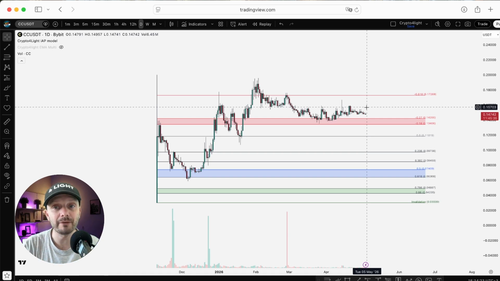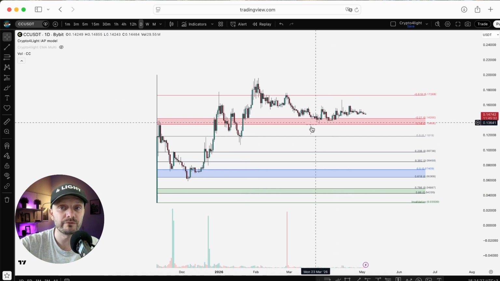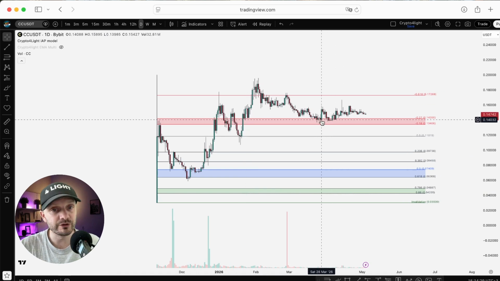It saves you a lot of time. It just shows you the exact first zone of interest, second zone of interest, and zone of distribution for swing trades.